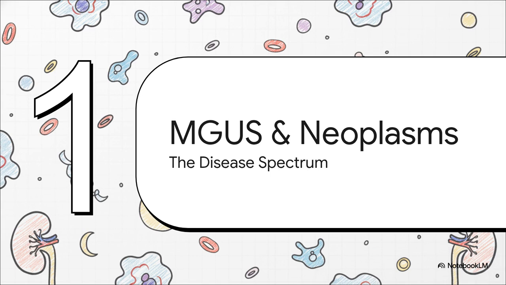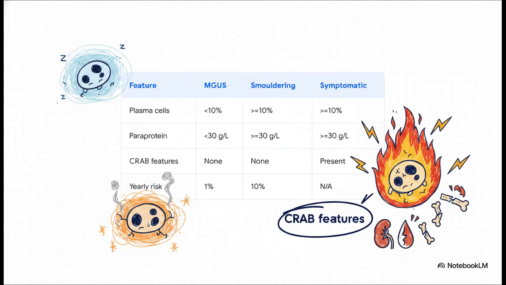All right, Section 5, MGUS and related neoplasms. Multiple myeloma doesn't just pop up overnight. It exists on a spectrum. Let's talk about the progression from benign precursor states to full-blown malignancy. Walking through this comparative table is incredibly important. We're looking at MGUS, that's monoclonal gammopathy of undetermined significance, compared with smoldering myeloma, and finally, symptomatic myeloma.